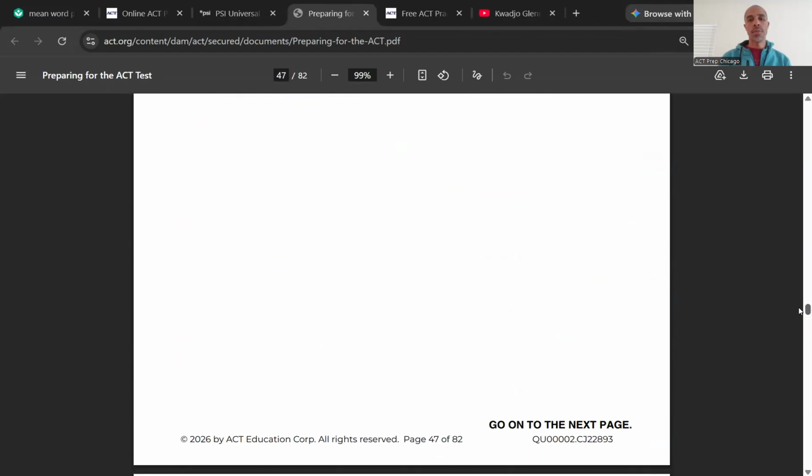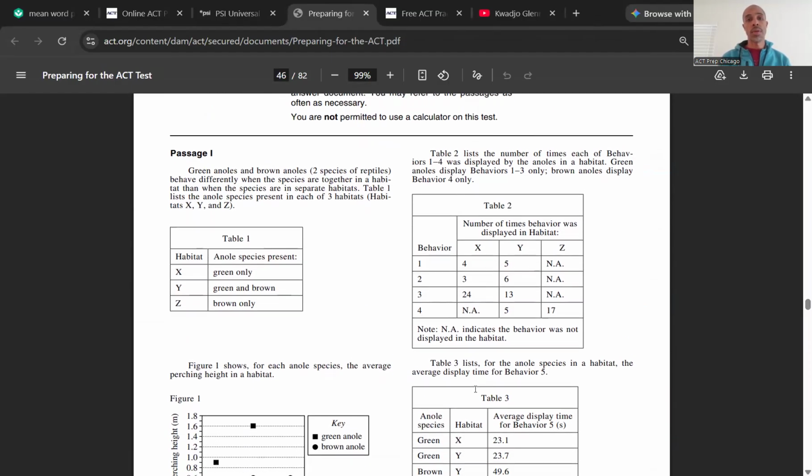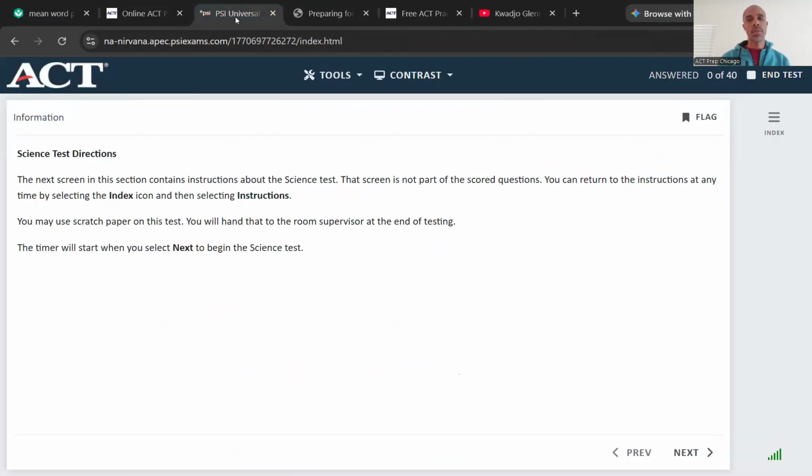This is the PDF. I like the PDF version better for doing science. I think I might just do PDF because you don't use a calculator on the science or the digital version anyway. But I do it because most of you guys are probably going to be doing the online version, but this is the online version.